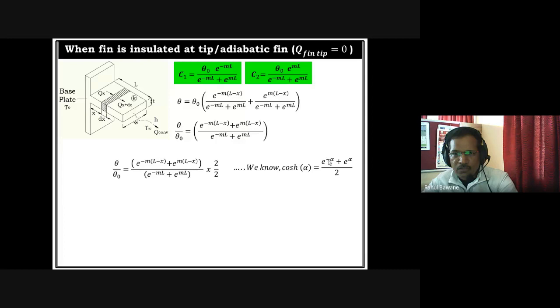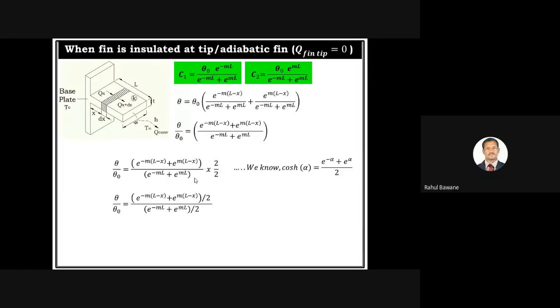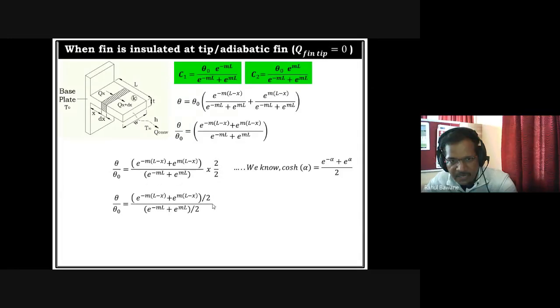So whenever there is e raised to the power minus alpha plus e raised to the power plus alpha, divided by 2, it is converted to cosh, hyperbolic cosh of alpha, correct? Now we will rearrange this. So this 2 will be in the denominator of this numerator term, and this 2 will be in the denominator of this denominator term's bracket. So it will be like this.